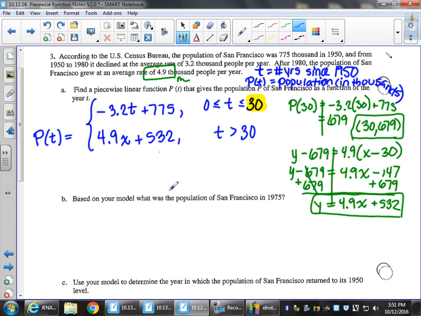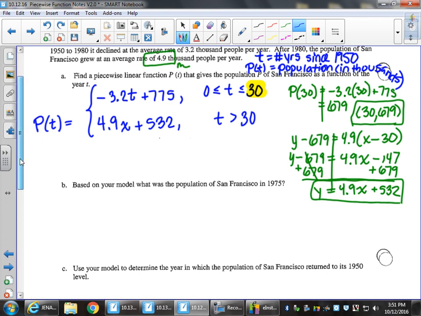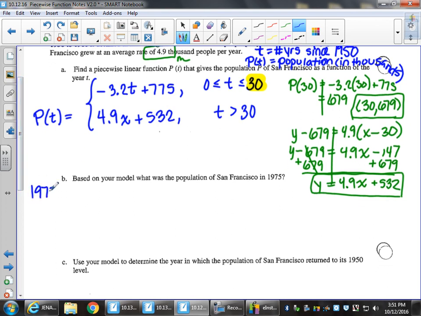Based on your model, what was the population of San Francisco in 1975? We do 1975 minus 1950. We get 25. Let's ask ourselves, is 25 between 0 and 30? Yes, it is. So we'll use our first piece. Because 25 falls between 0 and 30, we will use our first expression. So P of 25 equals negative 3.2 times 25 plus 775.